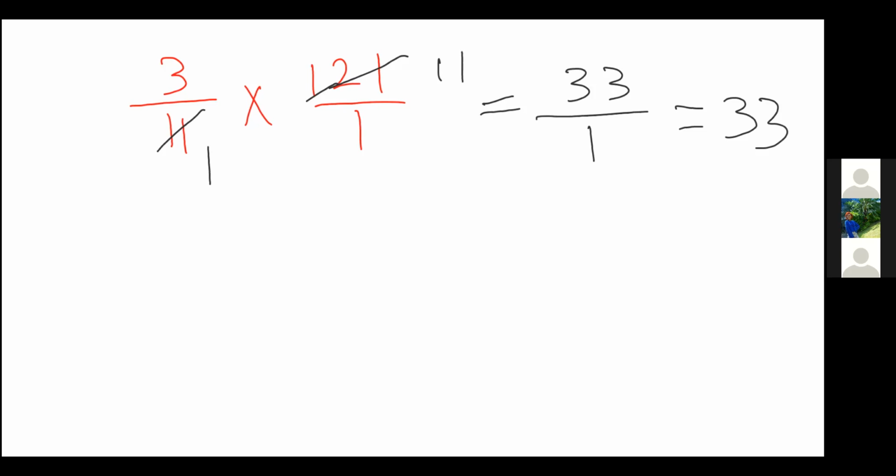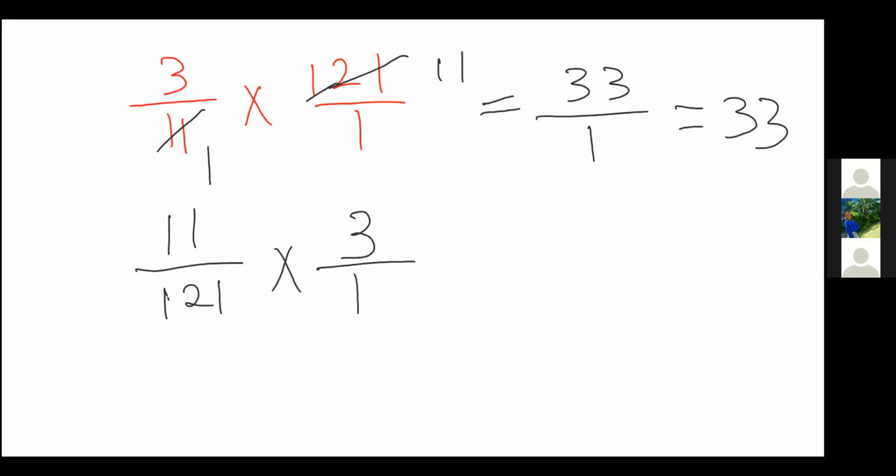I personally don't do it because we have our calculators and we are going to end up with the same answer with less working. But if you do not have a calculator and you have to work this out from scratch, it will be nice for you to know how to cross divide accordingly. So let's say we have something like this, 11 over 121 times 3 over 1.